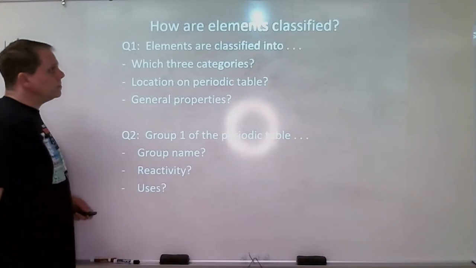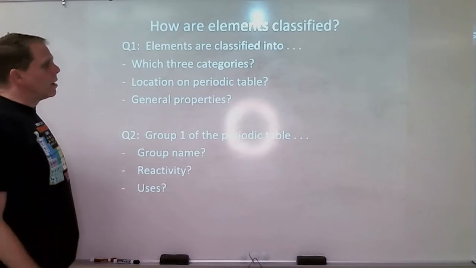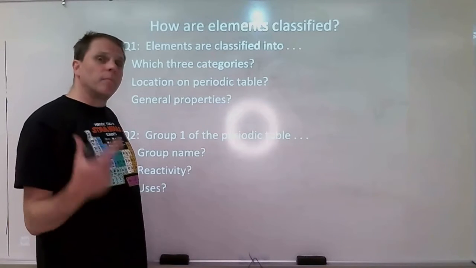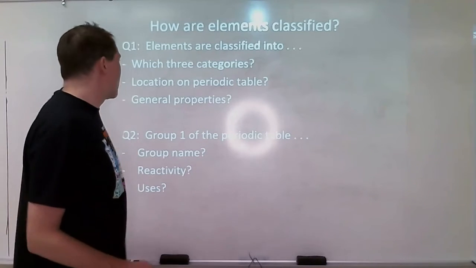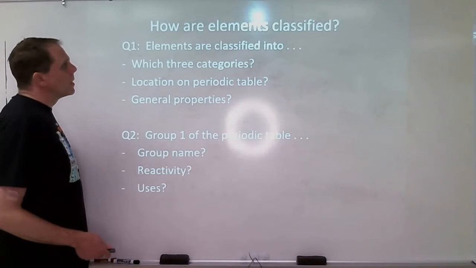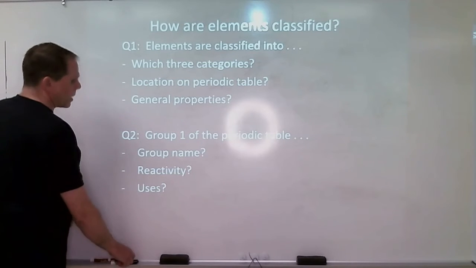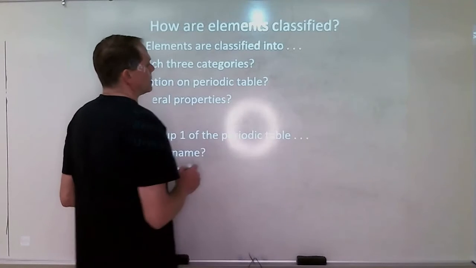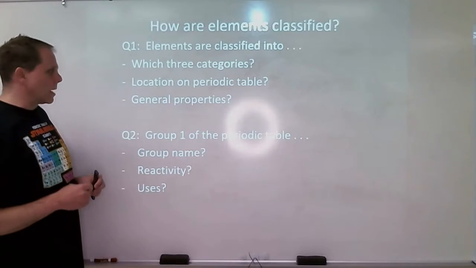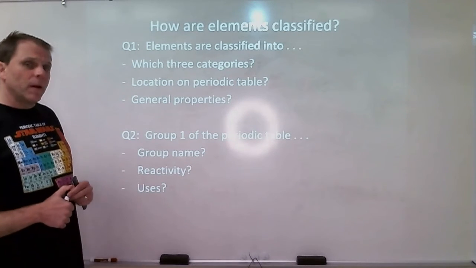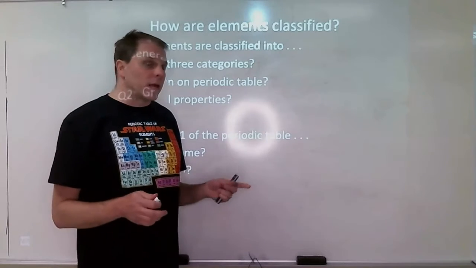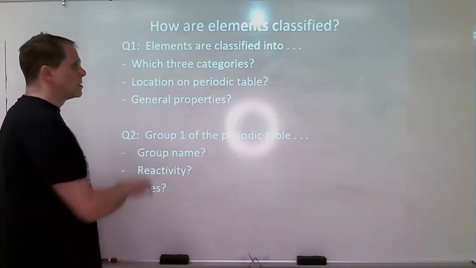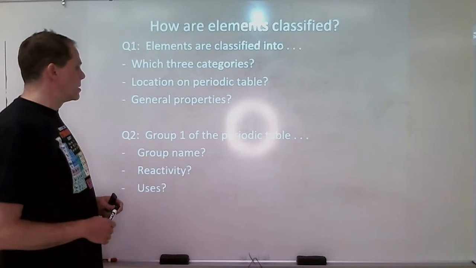Okay, now let's talk about how elements are classified. We'll wrap this lecture up off of this part of metals, nonmetals, and metalloids. So elements are classified into which 3 categories? Well, I just told them to you, right? We've got metals, nonmetals, and metalloids. And we'll see a picture of that here in a second. Where is the location on the periodic table? We want to talk about where that location is. I'll bring up the periodic table here in a second. We want to talk about their general properties, right? This is kind of reviewing what we're going to talk about here in a second.